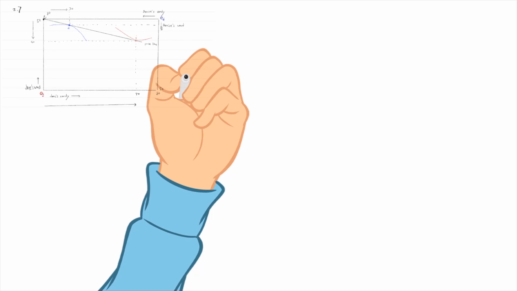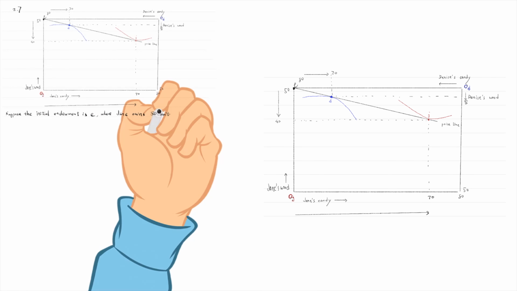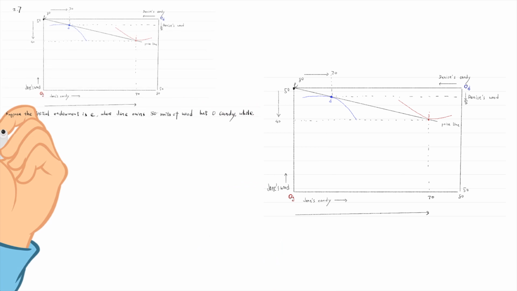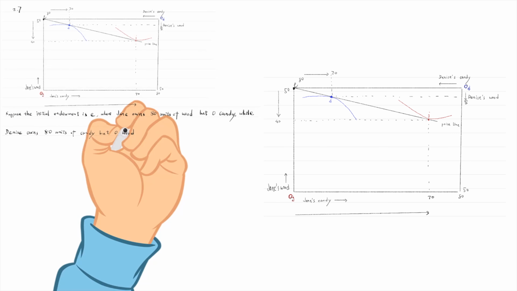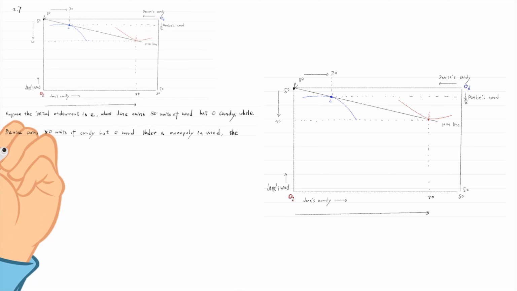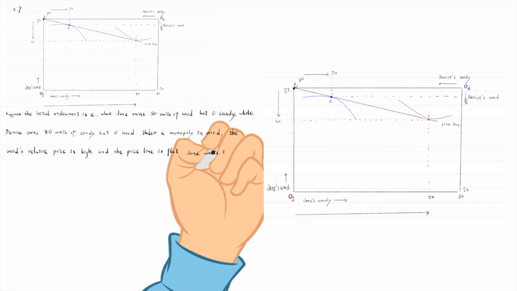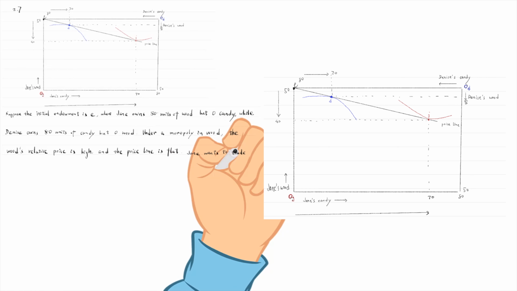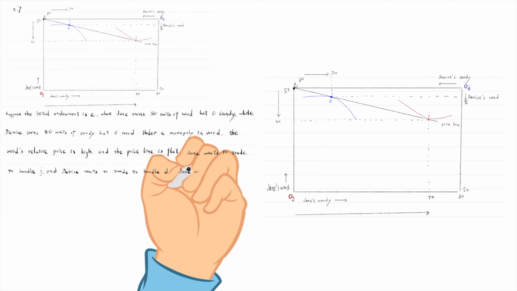We draw the Edgeworth box. The initial endowment is E, where J owns 50 units of wood but 0 candy, while Dennis owns 80 units of candy but 0 wood. Under a monopoly in wood, the wood's relative price is high and the price line is flat. J wants to trade to bundle J, and Dennis wants to trade to bundle D.